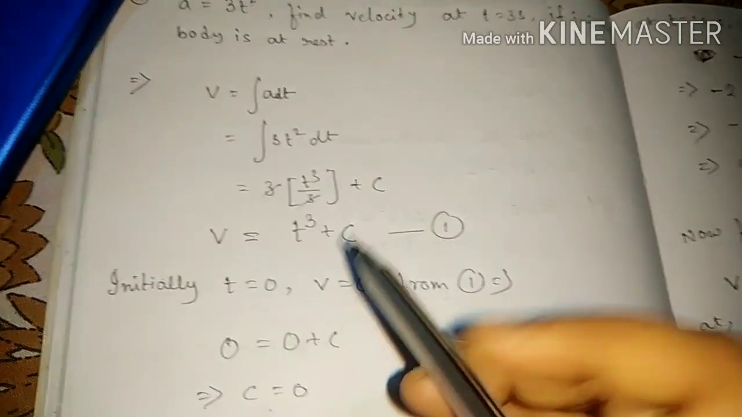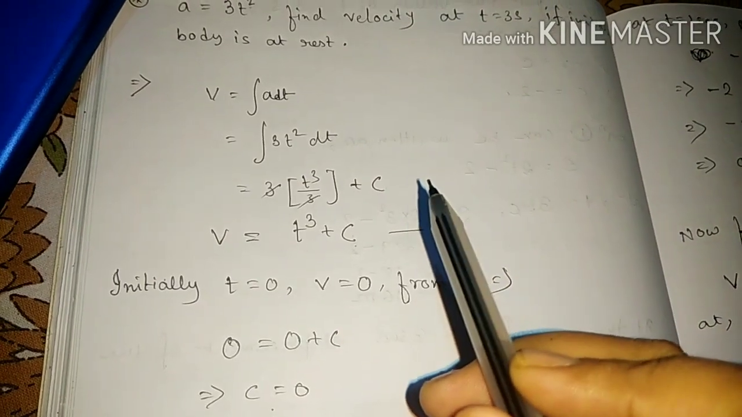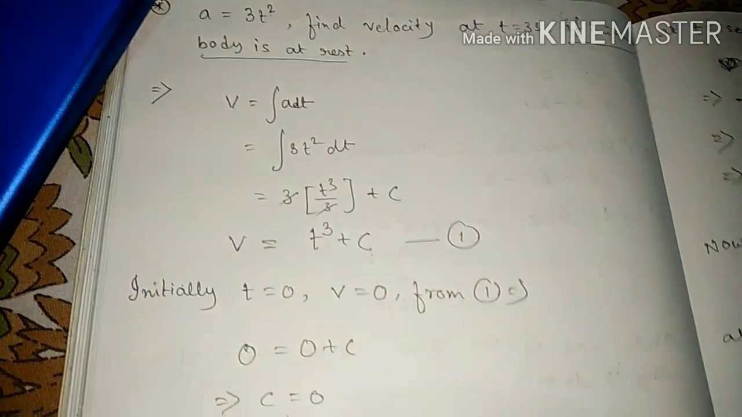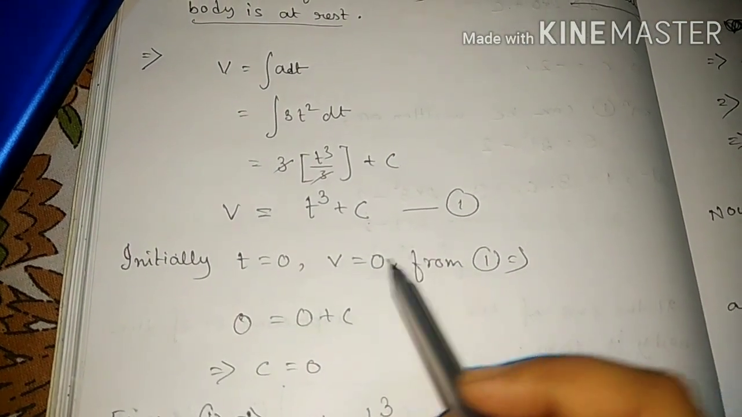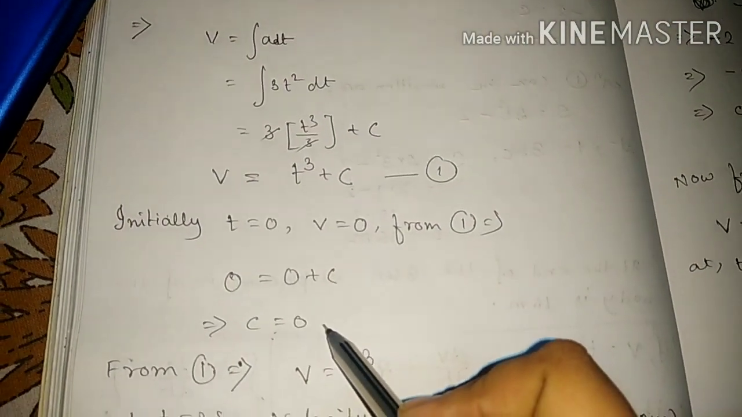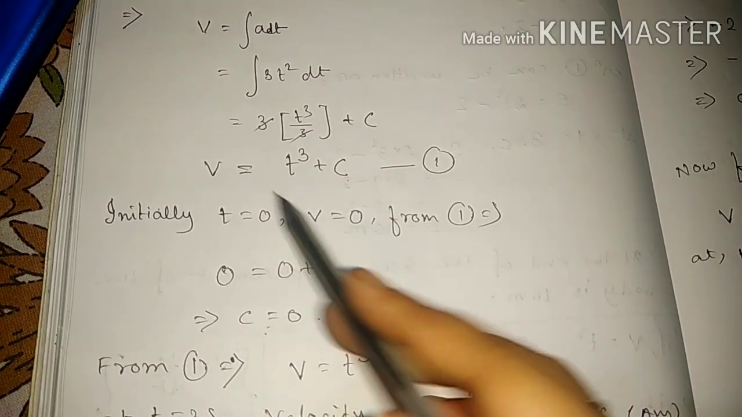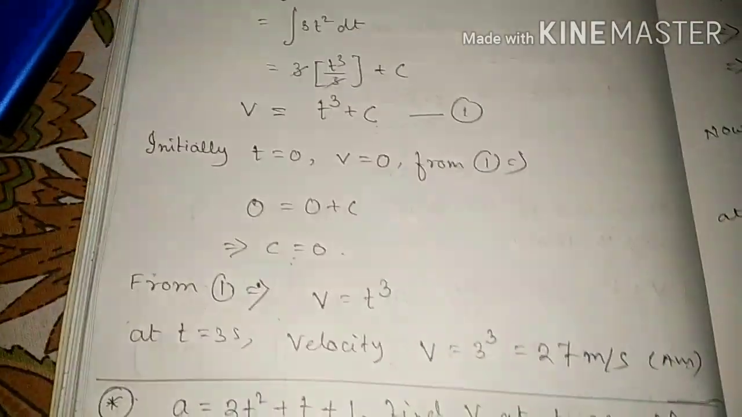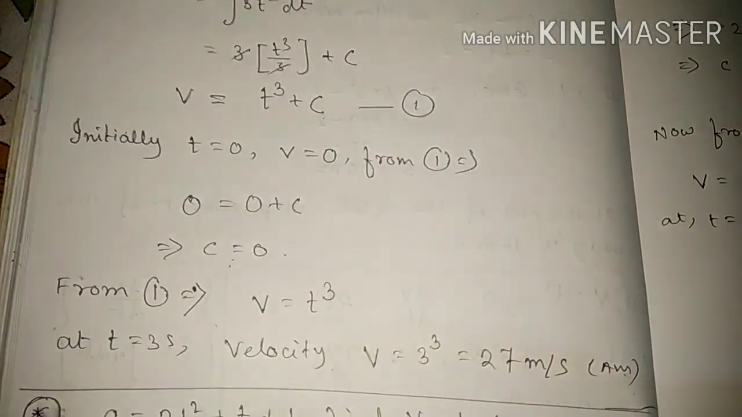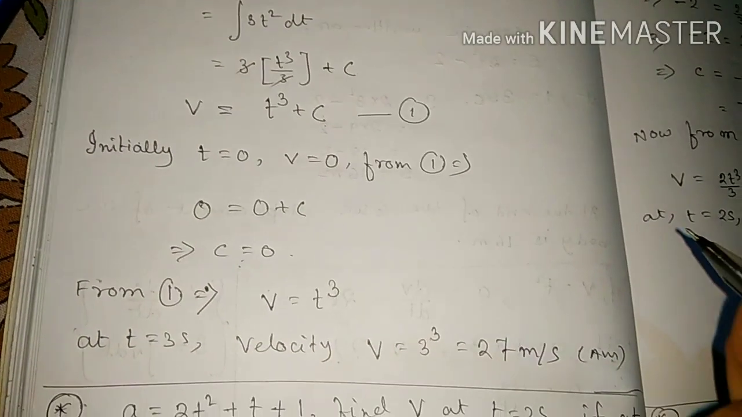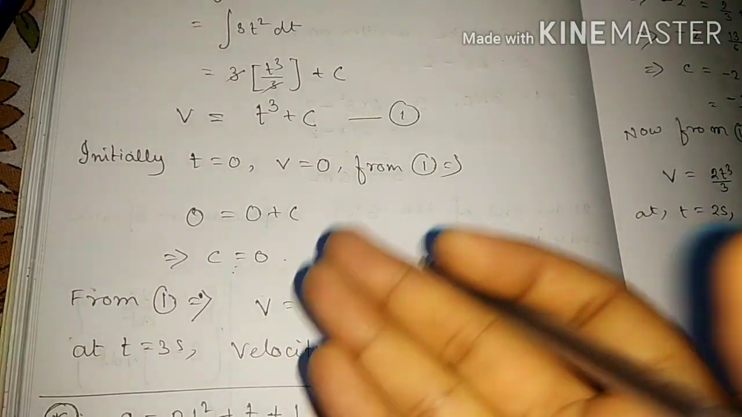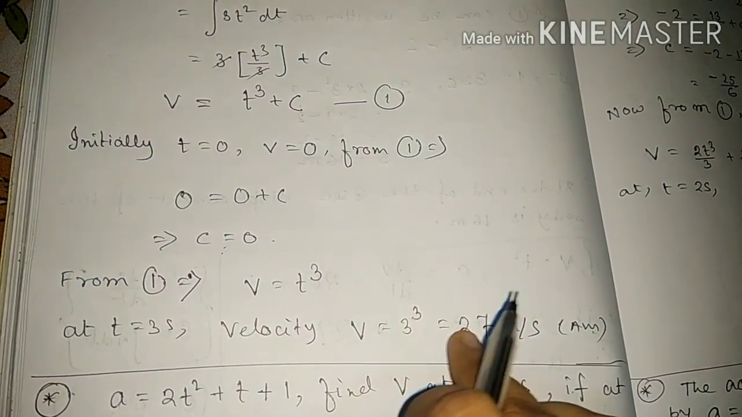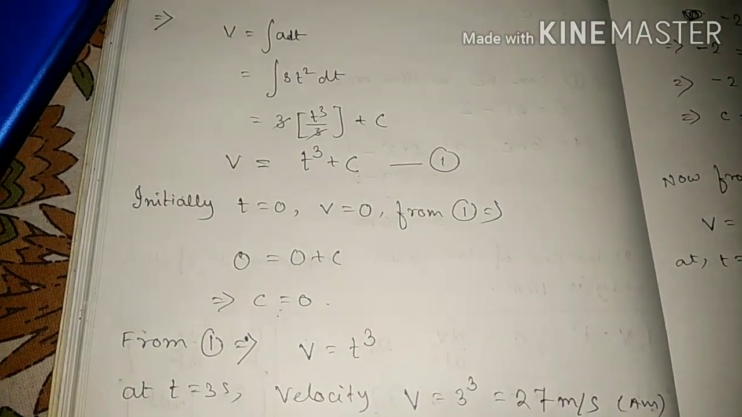Next step, we find the constant term value. This is the information: initially, that means t equals 0, the body is at rest, that means v equals 0. If we put it here, we get c equals 0. So now this equation number 1 we can write, after putting c equals 0, v equals t cube. Now no constant term is there, so easily we can find the velocity at t equals 3 seconds. In place of t we put the value 3 seconds. 3 cube is 27 meter per second.